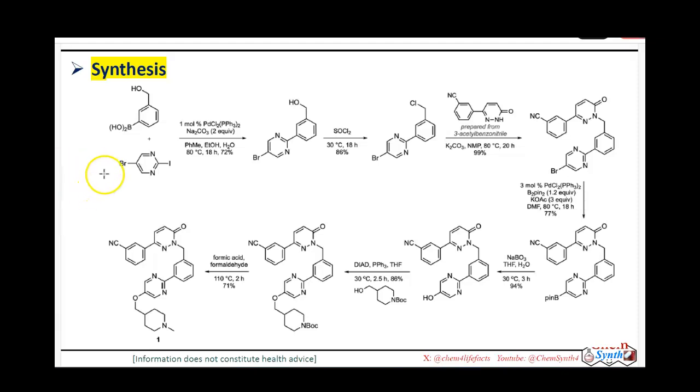So the first step of the reaction sequence is the palladium catalyzed Suzuki-Miyaura coupling reaction between this aryl boronic acid and this bromo and iodo substituted heterocyclic ring to form this carbon-carbon bond. Here they have used palladium chloride bis(triphenylphosphine) as the catalyst, 1 mole percent, and toluene as the solvent in presence of sodium carbonate base.